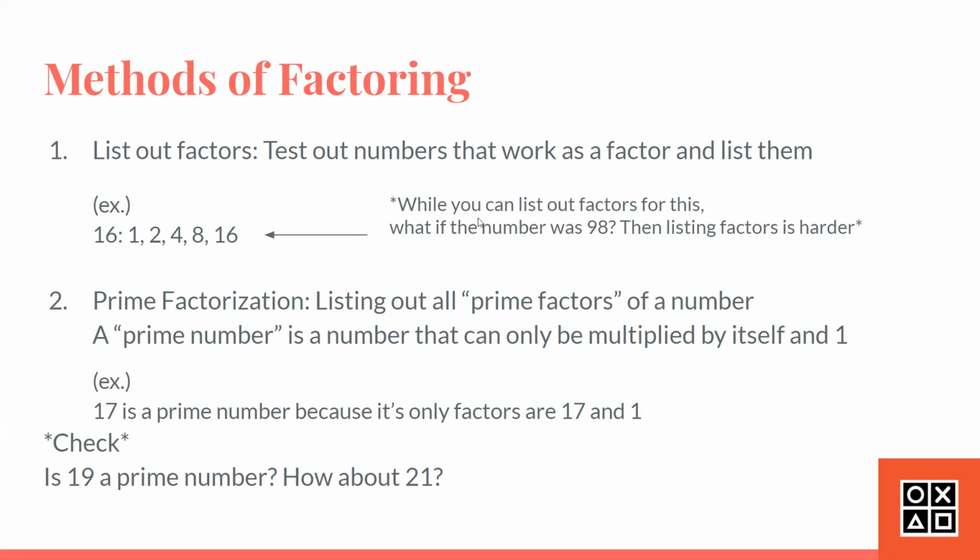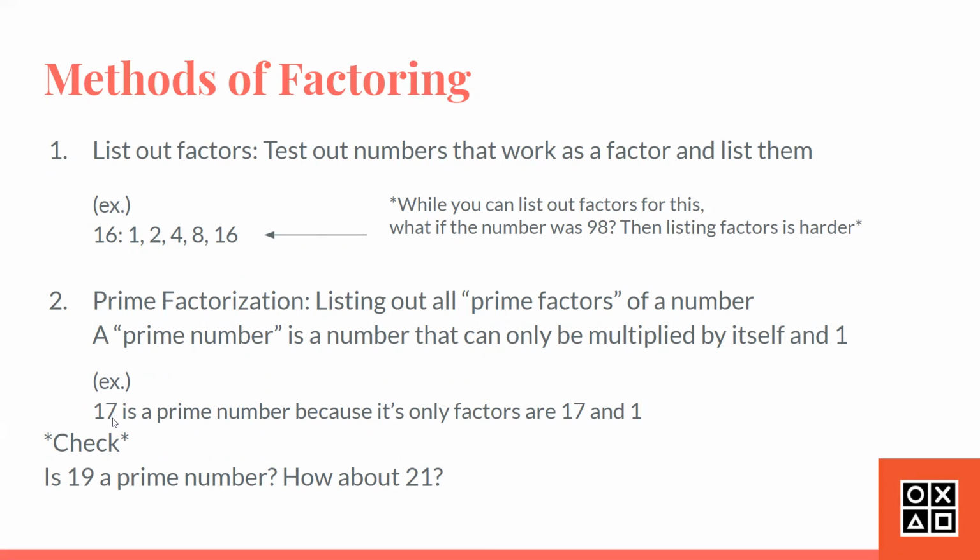So while you can list out factors for this, what if the number was 98? Then listing factors is harder. So there's an easier option, prime factorization. Prime factorization is the listing of all prime factors of a number. A prime number is a number that can be multiplied only by itself and 1. So that means that it cannot be multiplied by any other number other than 1 and itself.